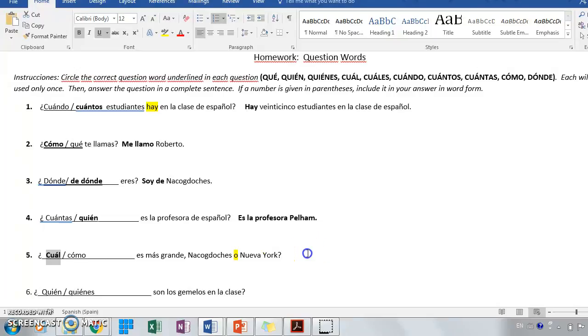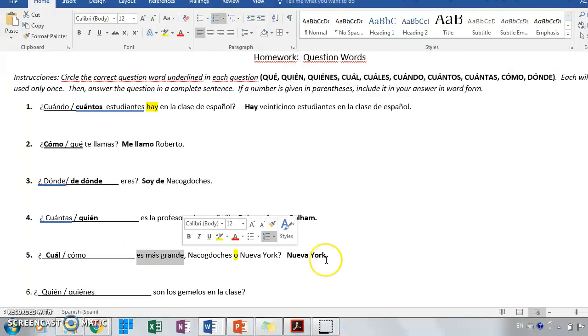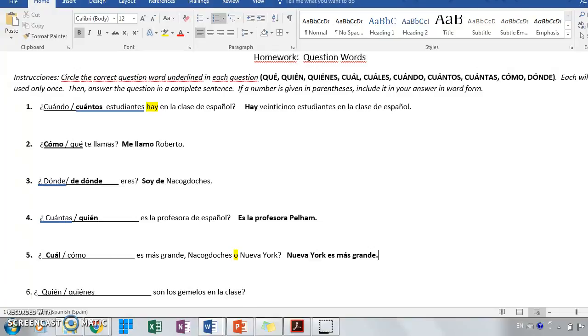Okay, and our sentence structure here is actually going to be really, really simple. Okay, because we just pick whichever one is obviously bigger. So Nueva York. And then we already have our phrase in the question. Es más grande. This means is bigger. And we don't have to change it in any sort of way.